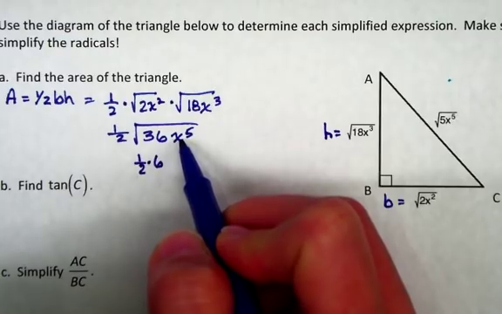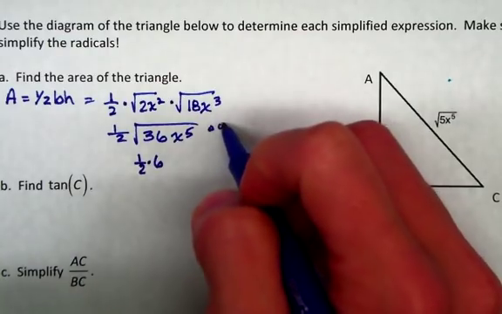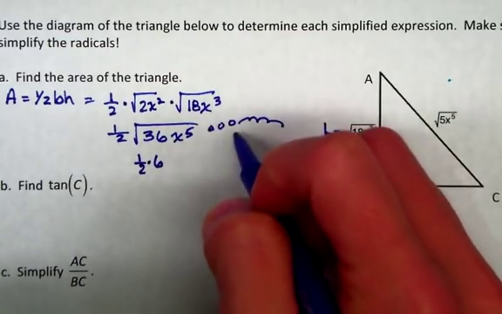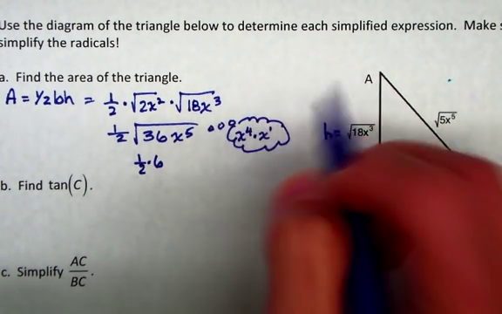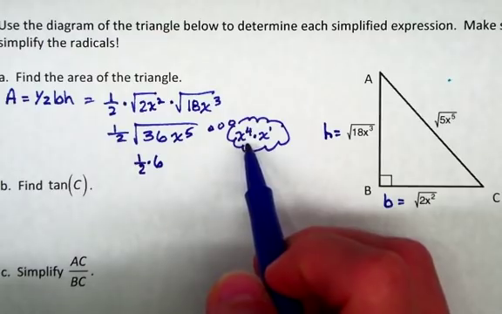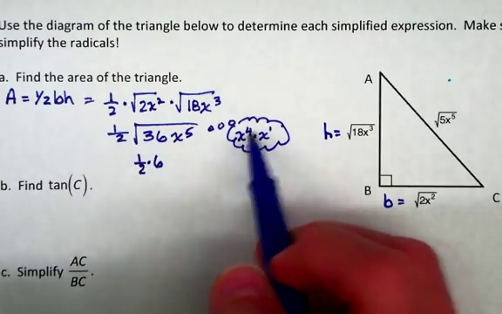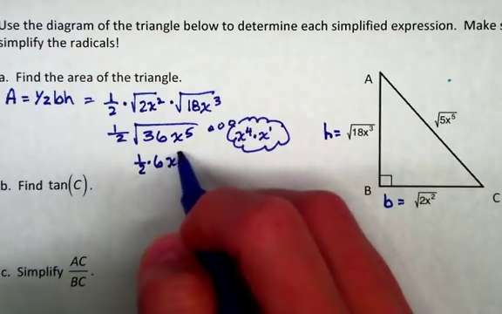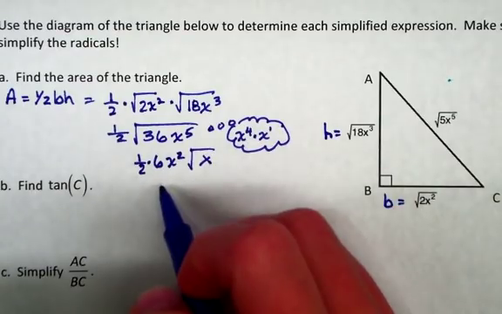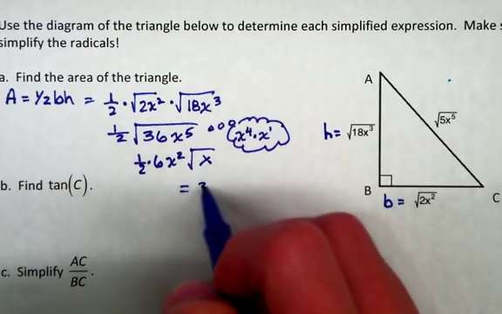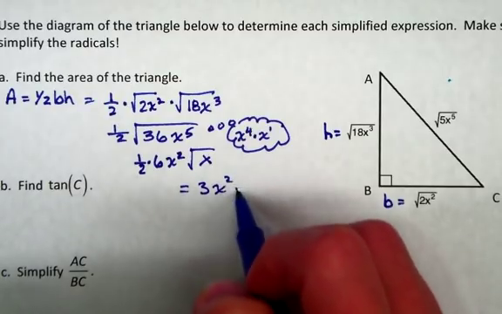Now x to the 5th is x to the 4th times x to the 1st. So I can take the square root of x to the 4th. 4 divided by 2 is 2. That becomes x squared. And then I have an x left over. So then my final answer here for the area is 3x squared root x.